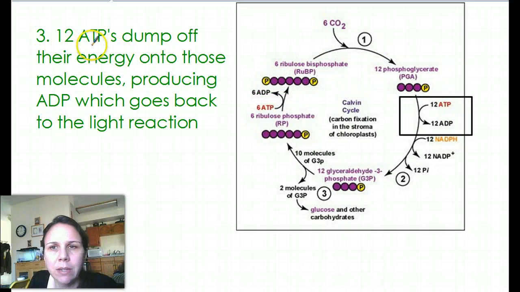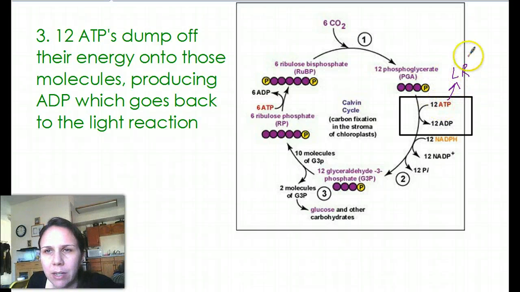Well, ATP, first of all, where did it come from? Where did all this ATP come from? Oh yeah, the light reaction. Remember, that was the whole point of the light reaction, to take sunlight's energy and turn it into chemical energy, ATP. So all this ATP comes in from the light reaction, and it dumps off its phosphates and some energy on the PGA.